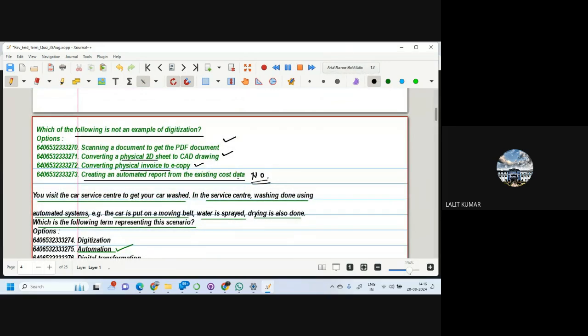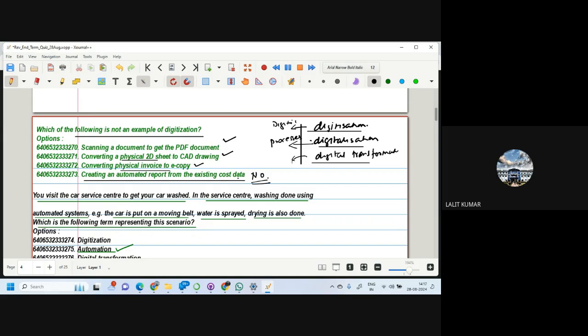Okay, what is not an example of digitization? So we learned again there are three types. One is called digitization, another is digitalization, and the third is digital transformation. Digitization is simply changing analog to digital. When you include that in processes, it becomes digitalization. And by doing that, if there is a transformation in the business, then it is a digital transformation. So, which of the following is not an example of digitization?